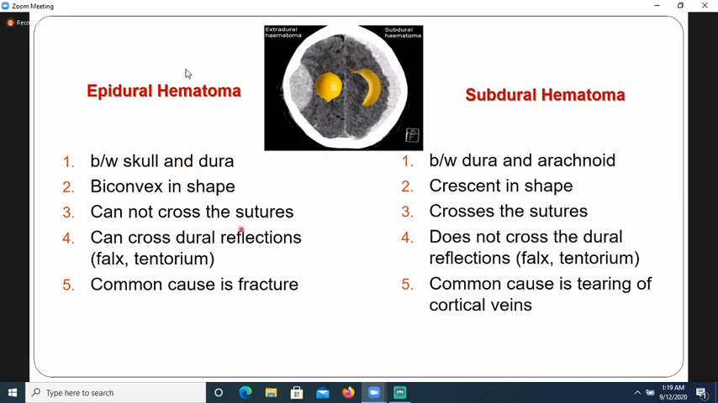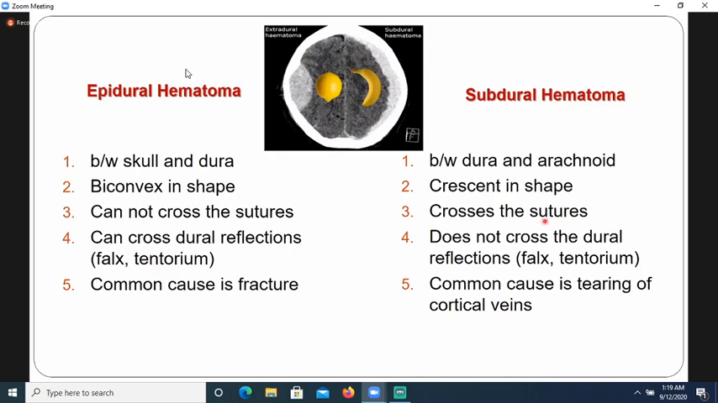Epidural hematoma cannot cross the suture, but it can cross the dural reflections like falx and tentorium. I mean, epidural hematoma can cross the midline, but cannot cross the lambdoid suture or the coronal sutures. The common cause is an associated fracture. Subdural hematoma is between the dura and the arachnoid. It is a crescent shape. It crosses the suture because it is between the dura and the arachnoid.